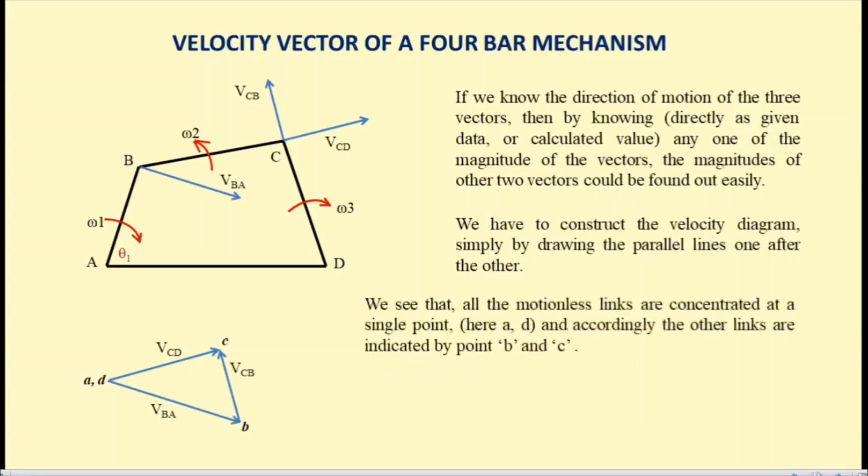Okay. Now the motionless links are concentrated as a single point for any kind of mechanism. Here point A and point D are motionless points. So accordingly, the other links are indicated by points B and C, and the motionless points are concentrated on a single point which is named as point small a, small d.